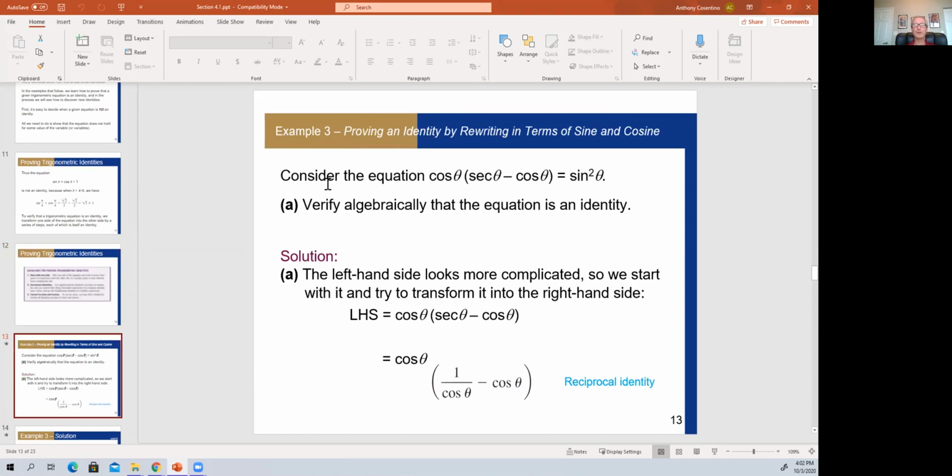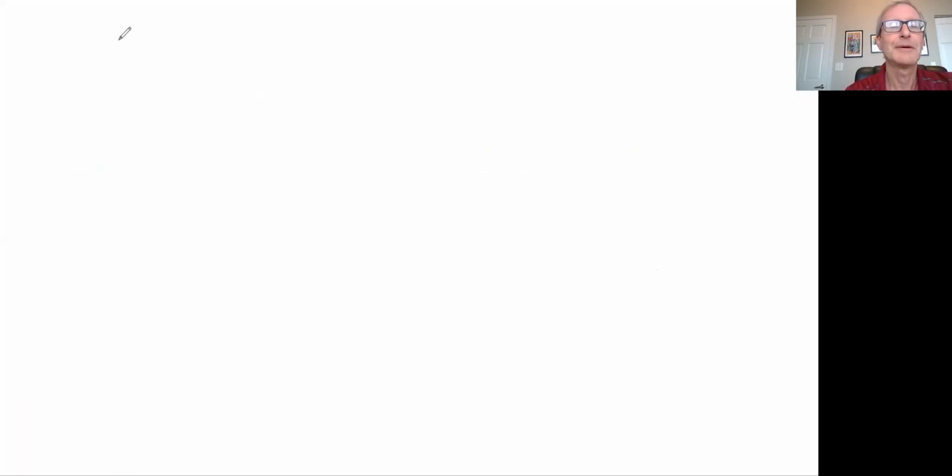The first one that the book has is cosine of theta, and then secant minus cosine on one side, and sine squared on the other. What's more complicated? Well, definitely the left side is more complicated. So let's start with that. Again, we pull up the whiteboard and do a few of these. Here's what we have.